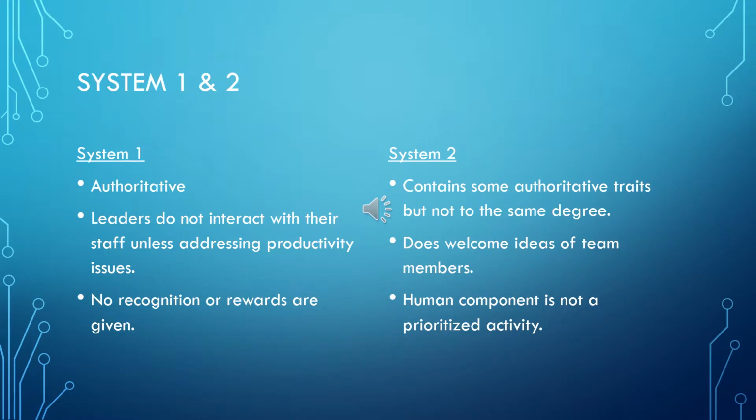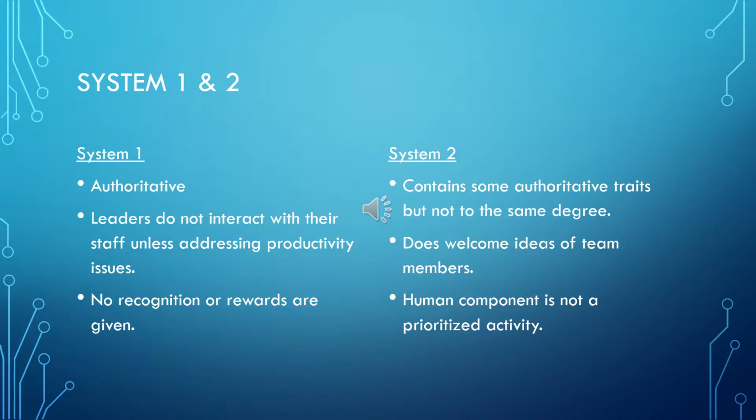Okay, so now let's take a closer look at the 4 classifications. System 1 is very authoritative and top-down in its communication and approach towards its employees. Leaders do not interact with their staff unless they're addressing productivity or quality issues. Contributions and excellent work are not met with any type of recognition or rewards. System 1 organizations usually cannot sustain efficiency in today's marketplace due to their total disregard for human capital.